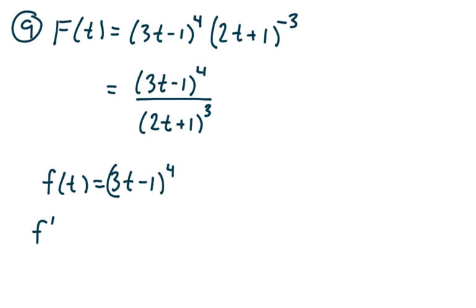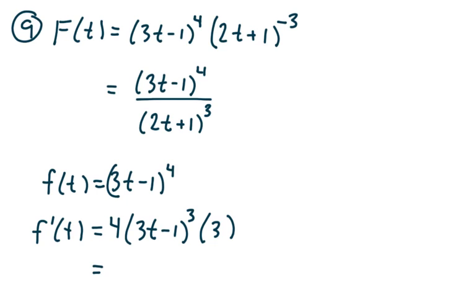And I want f prime of t. Well, this is going to be 4 times 3t minus 1 to the third times 3, which is 12 times 3t minus 1 to the third.